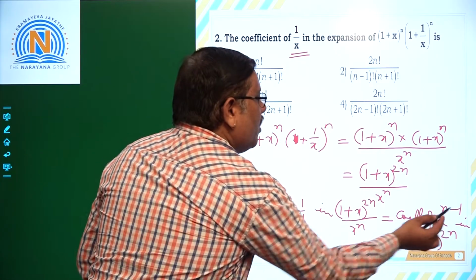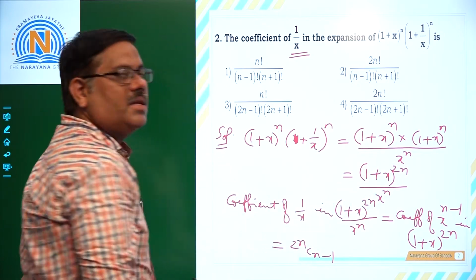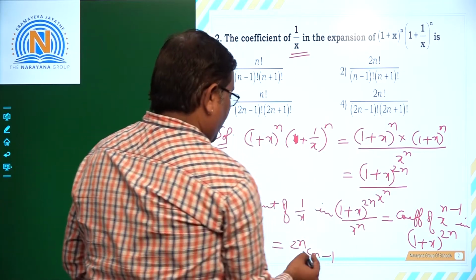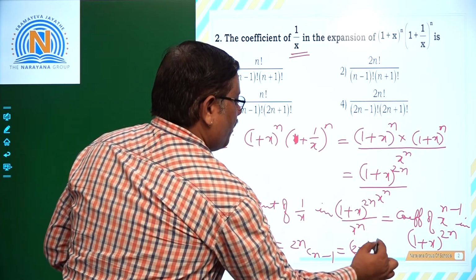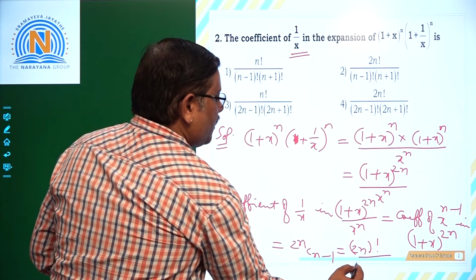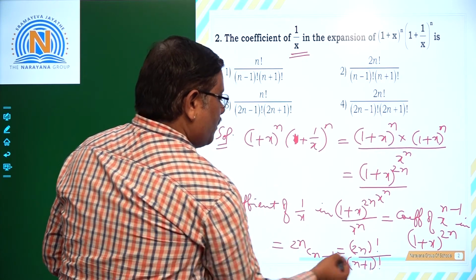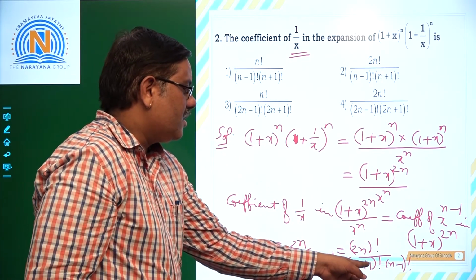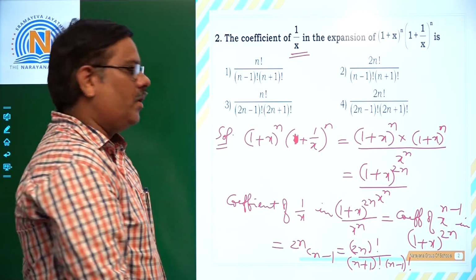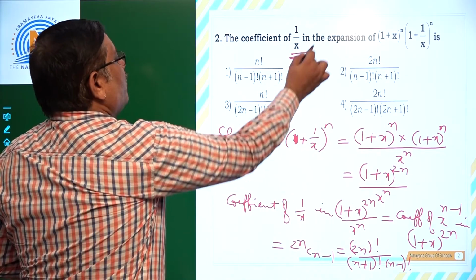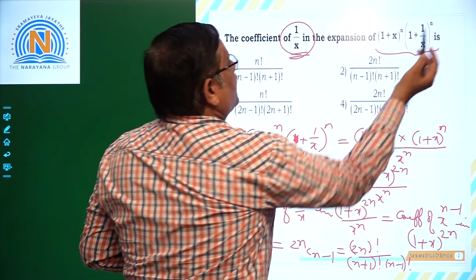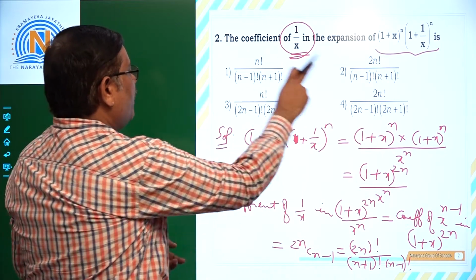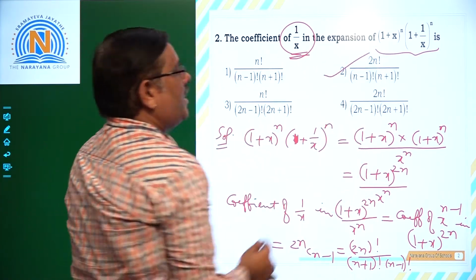X power n minus 1 coefficient in (1 + x)^2n is nothing but 2n C (n minus 1). If you simplify 2n C (n minus 1), that is going to be 2n factorial by (n plus 1) factorial times (n minus 1) factorial. So 2n factorial by (n plus 1) factorial times (n minus 1) factorial becomes the coefficient of 1 by x in the given expansion (1 + x)^n times (1 + 1/x)^n. So out of the given options, the second option is the right answer for us.